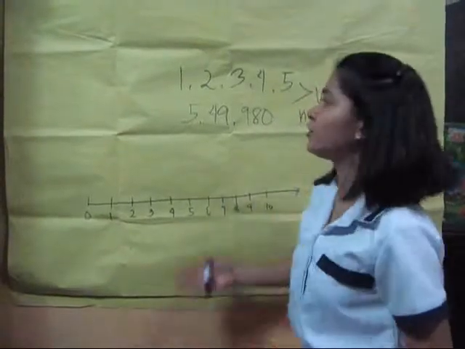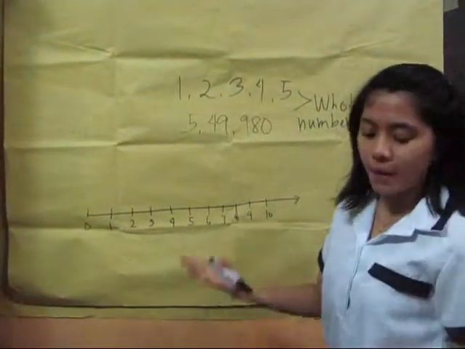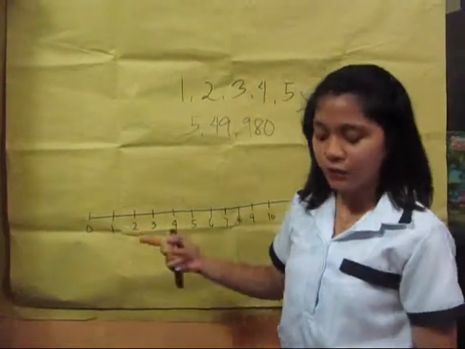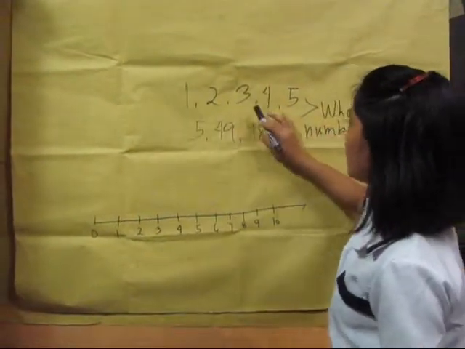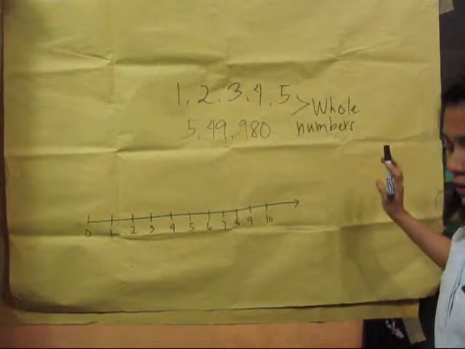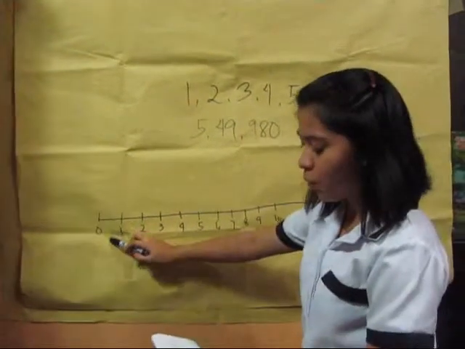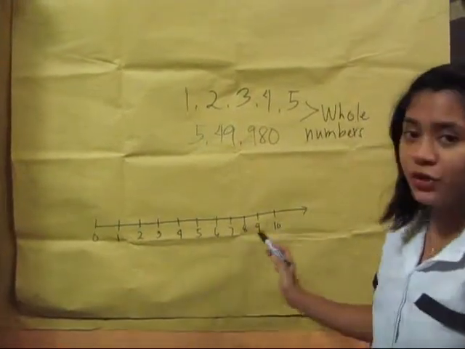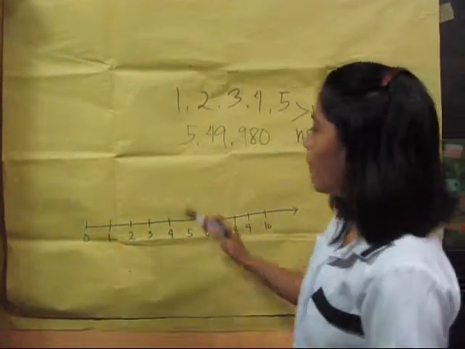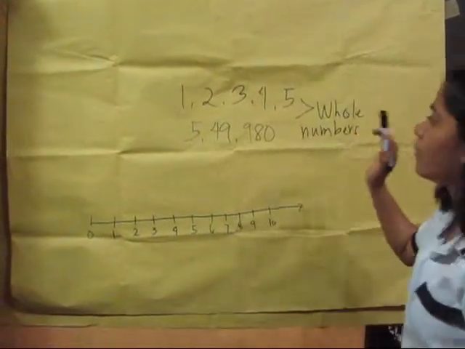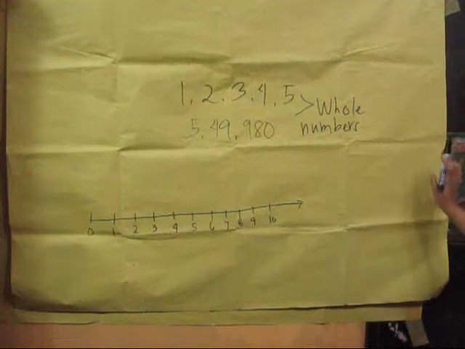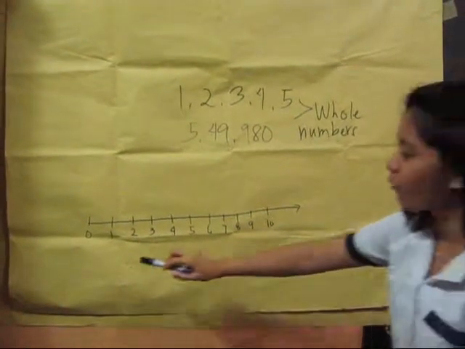Let's proceed to the natural numbers. Natural numbers can mean either counting numbers like 1, 2, 3, 4, 5, and so on, or whole numbers 0, 1, 2, 3, depending on the subject. Then the whole numbers are from 1, 2, 3, and so on, or from 0.